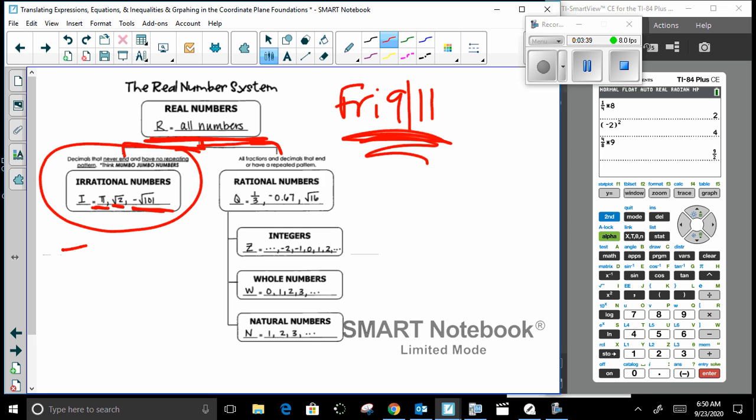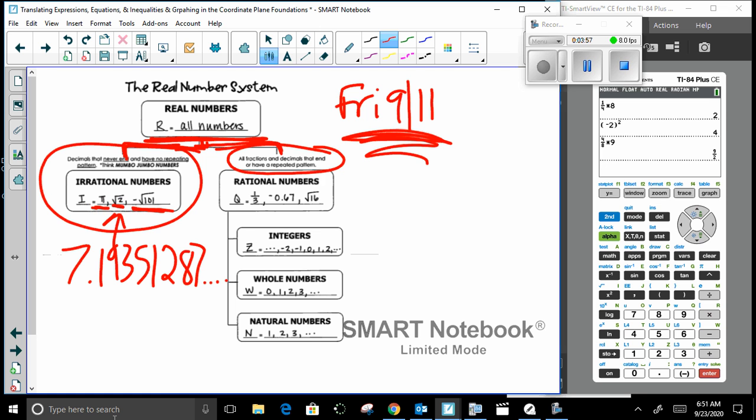So decimals that never end and have no repeating pattern. You could see a number like 7.1935128 with dots at the end. Those dots tell me it keeps going on and on and on. That is irrational. Okay, so real numbers break into irrational or rational. The definition for rational is all fractions and decimals that end or have a repeating pattern. So, rational numbers: a fraction, a decimal that ends. That decimal stops after the 7.